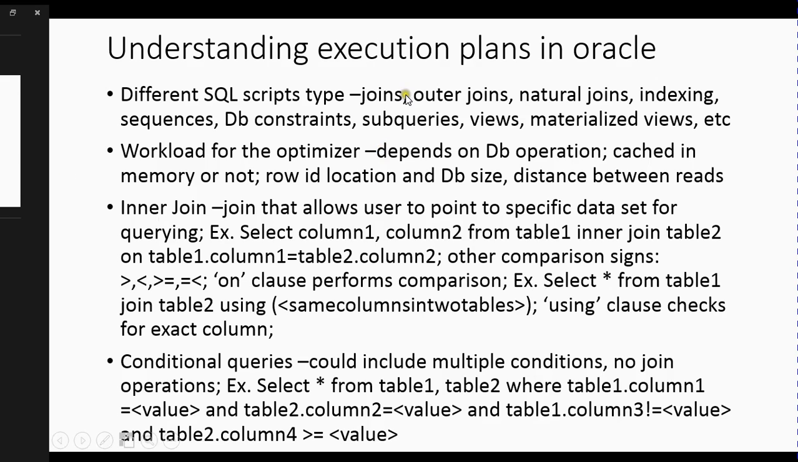When I say join, you can have different types of join. You can have a regular join, an outer join, a natural join. You can have indexing, sequences, a database. Basically, there are so many aspects of Oracle software that make it more and more difficult to use, but the more difficult it is and the harder it is to understand, the more secure it is.